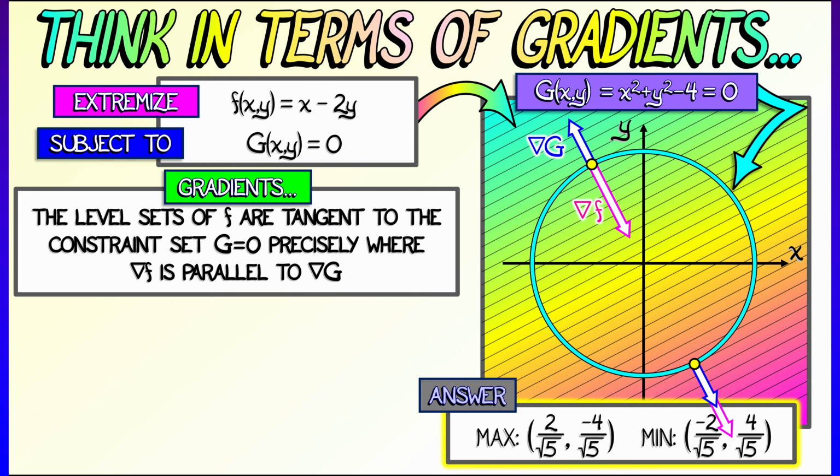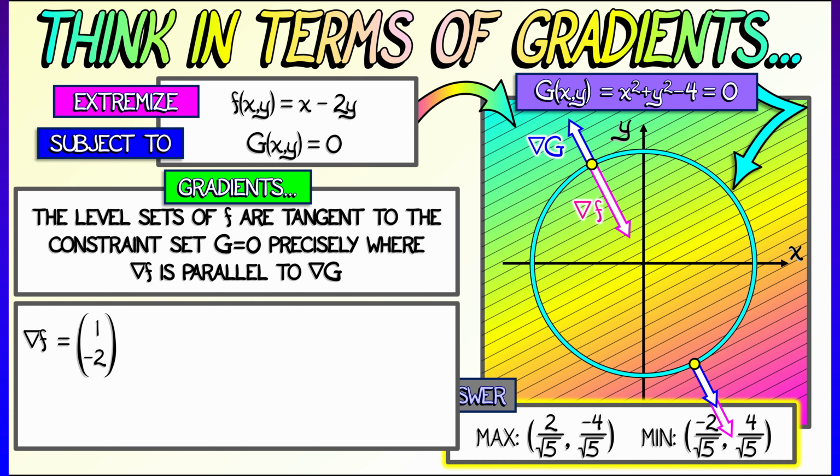Okay, now we're going somewhere. Now we can do something. What do? Compute the gradient of f. That's the partial with respect to x and the partial with respect to y. That's 1, negative 2. Simple. Compute the gradient of g. That's partial with respect to x, partial with respect to y. That's simple. 2x and 2y.